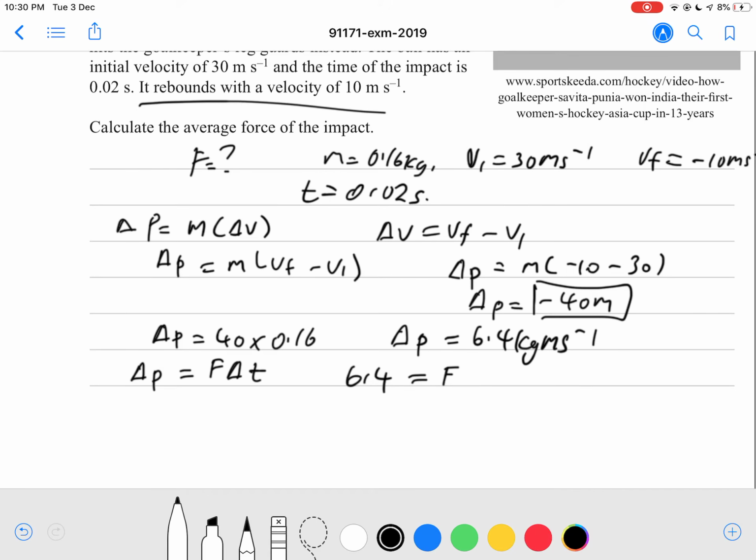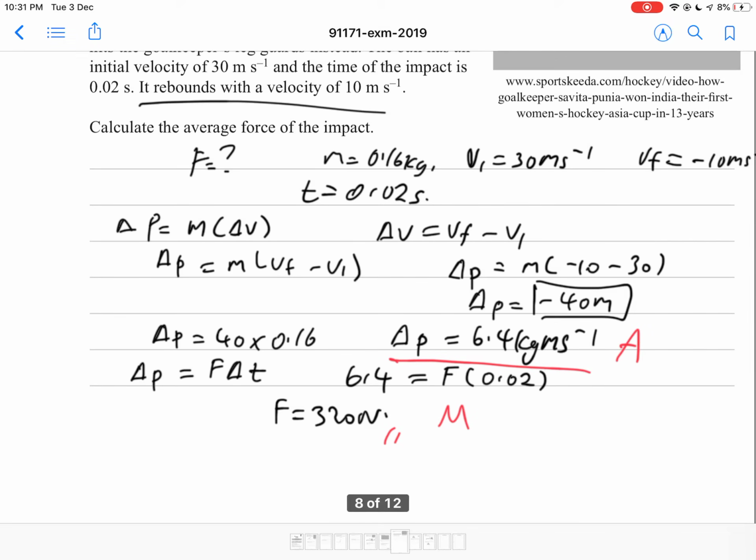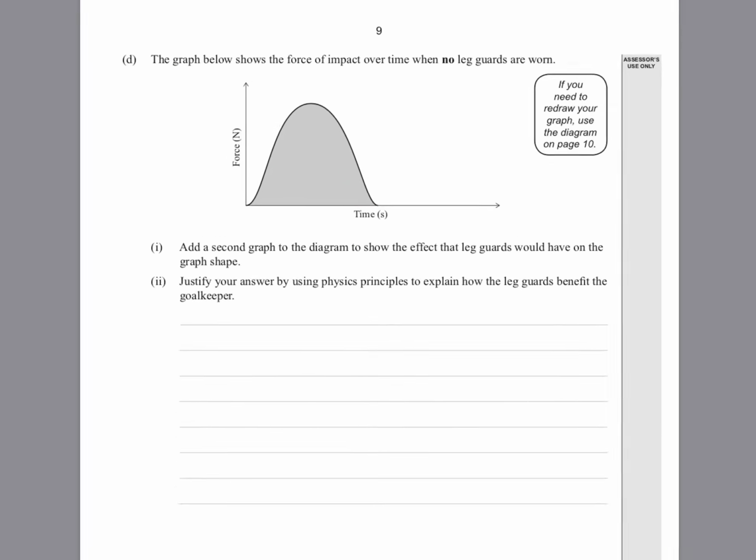So 6.4 equals the force we're trying to find times our 0.02 contact time. Therefore 6.4 divided by 0.02 gives us our force, which is equal to 320 newtons. That would be your final answer for this question, and that should net you a merit grade. For an achieved grade, if you can find this change in P here, I'm thinking this should get you an achieved. Alright, final question coming up.